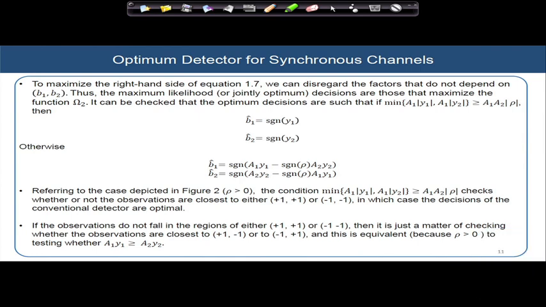In the next module, we will see in some detail, considering the k user situation, how the detector performs.